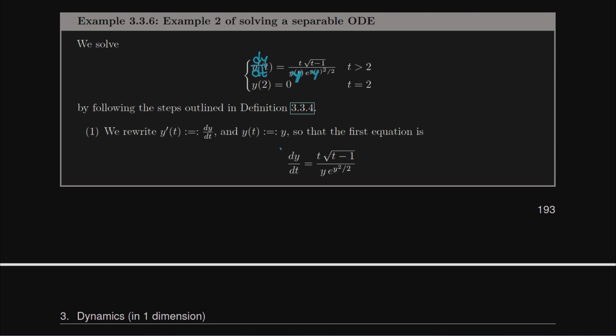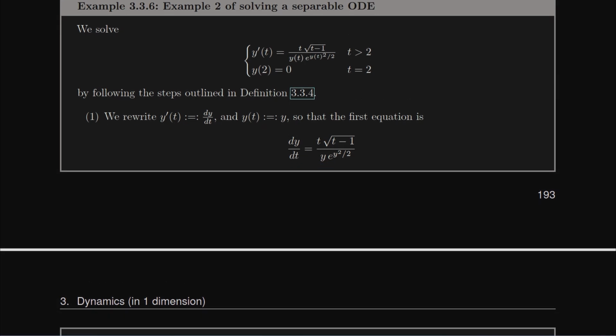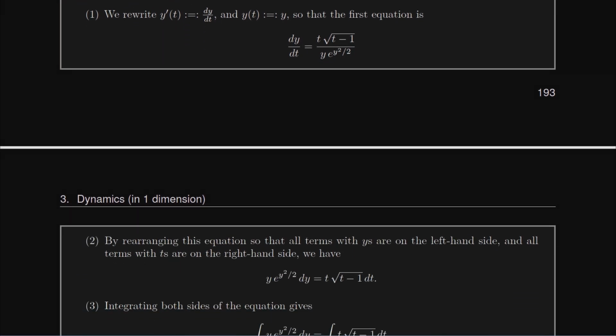So what I end up with is dy/dt is equal to t times root t minus 1, over y times e to the y squared over 2. In step 2, I'm going to want to solve that expression so that I can move all terms of y to the left-hand side and all terms with t to the right-hand side.